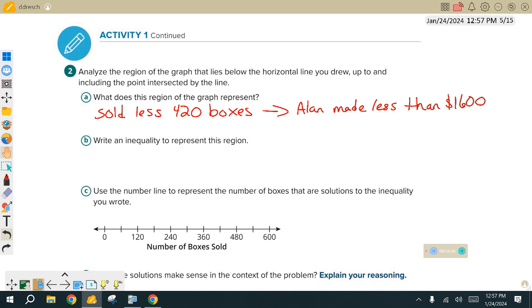How do we write that as an inequality? We just said less than. So x is less than $420.